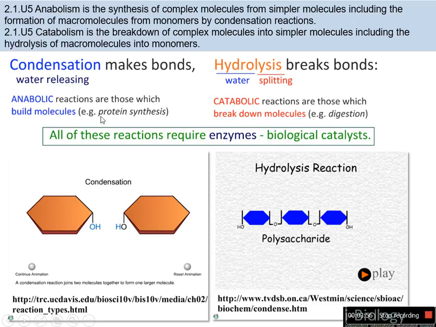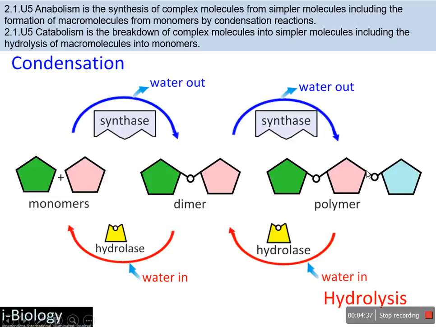For instance, protein synthesis is an anabolic reaction, the joining together of amino acids to make proteins. The hydrolysis reactions break down bonds, and it's hydrolysis because it's water splitting. So these are catabolic reactions, and these are the ones which break down molecules. So, for instance, chemical digestion involving enzymes is the breakdown of complex molecules into smaller, simpler ones. Now, it's important to remember that all of these reactions require enzymes, or these biological catalysts, in order to make them work.